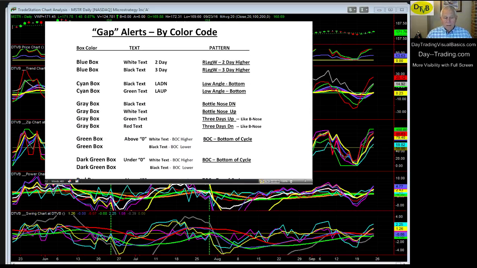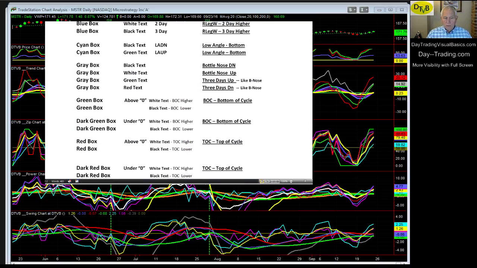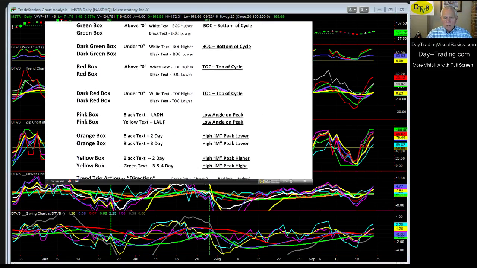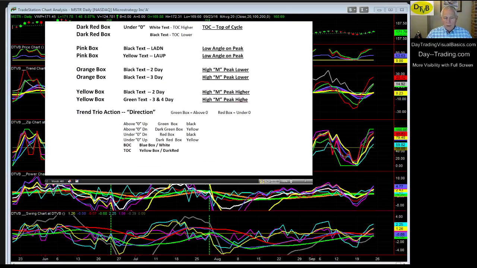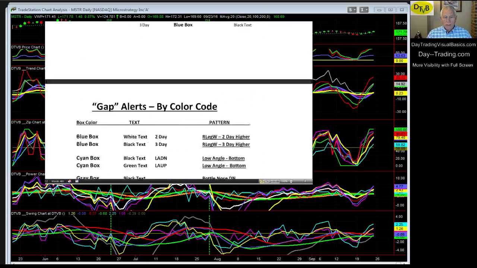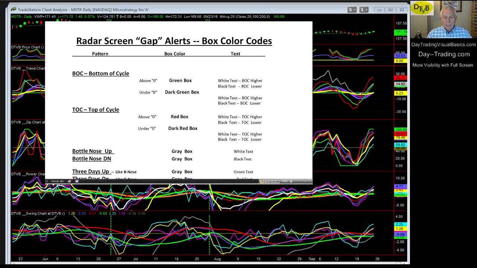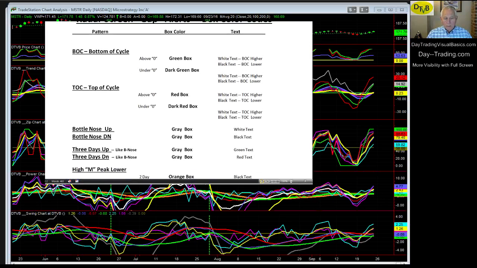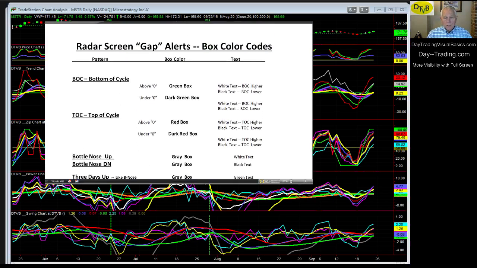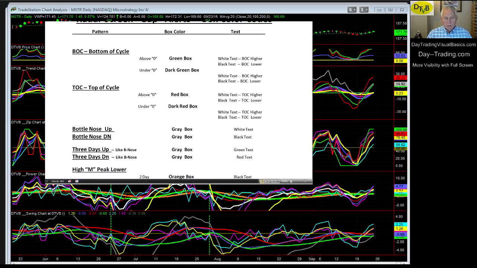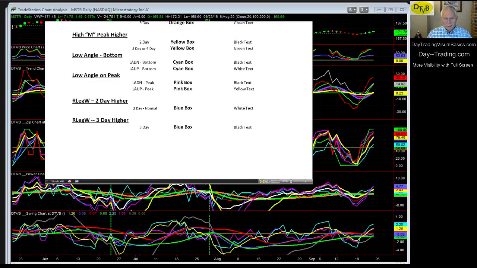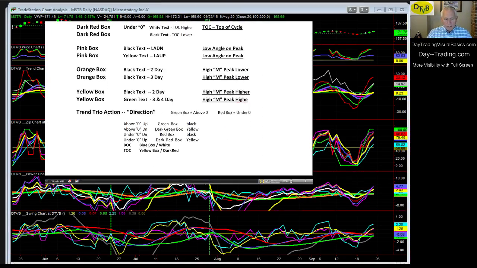So box color is on the left, a blue box, cyan box, gray box. You can do it by color on page 2 if that's quicker for you, or you can do it by pattern on page 1. It's just a 2-page box color code alert recognition color thing. I forgot about this trend trio action direction column that we put together. This is pretty handy.